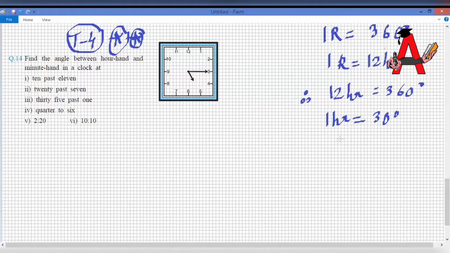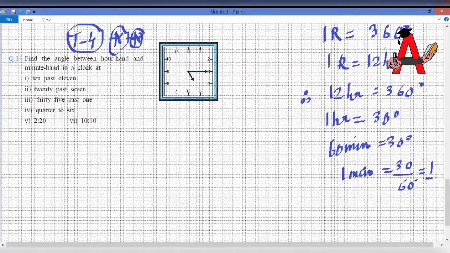Now this 1 hour is equal to 60 minutes, which is equal to 30 degrees. Therefore, 1 minute, I am saying of the hour clock. Remember, I am talking about the small clock right now. So 1 hour is equal to 30 degrees, and if it moves by 1 minute, that will represent 30 upon 60 degrees, or I would say half a degree.